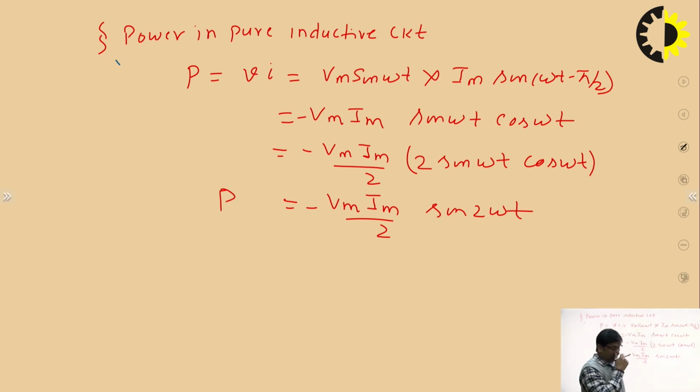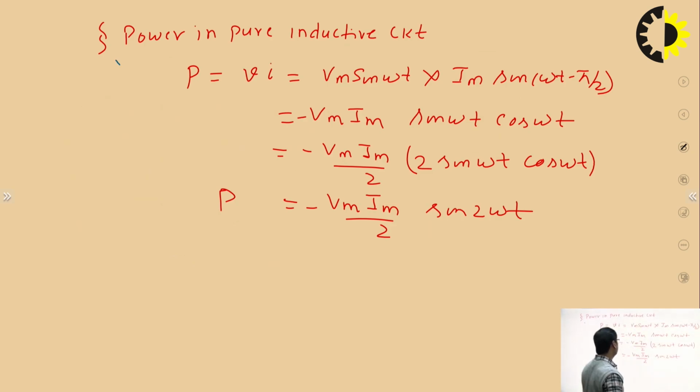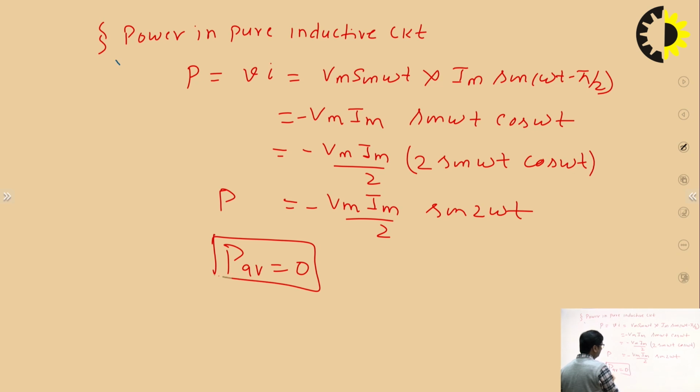When you calculate the average power throughout the cycle, you will find that it will be 0, because we have the sine 2 omega t term. From this diagram, you can see the cycle for the power: one is the positive cycle, one is the negative cycle. If you take the average of this, you will find that it is 0. Hence, the average power in a purely inductive circuit will be equal to 0.